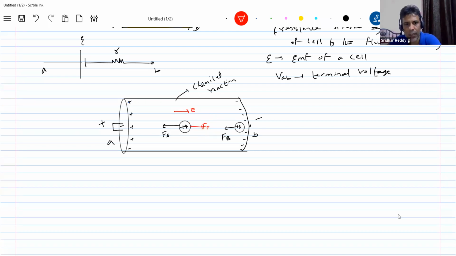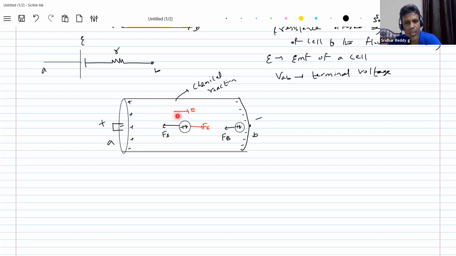What is Fe? Initially, the moment you construct a cell, a chemical reaction will occur. Due to the chemical reaction, energy is available. Due to that energy, the battery will exert a force on the charge. The charge will be shifted from the negative to the positive terminal. Because of the accumulation of positive charge here, this end will be positive. Because of the accumulation of negative charge, the other end will be negative.